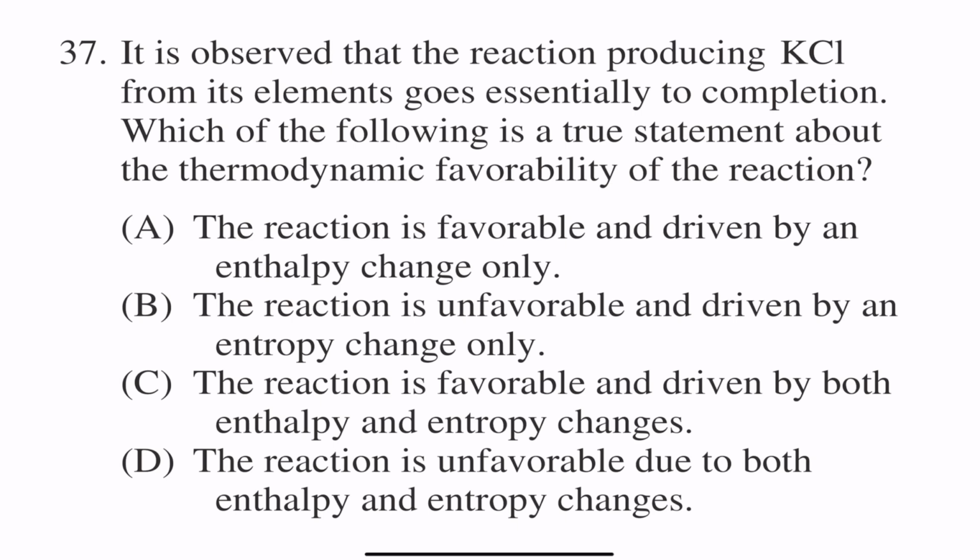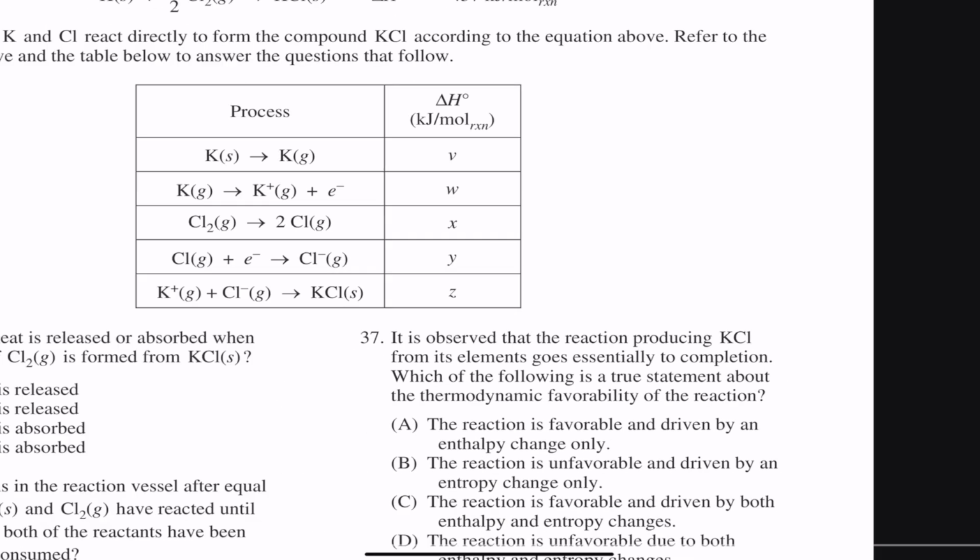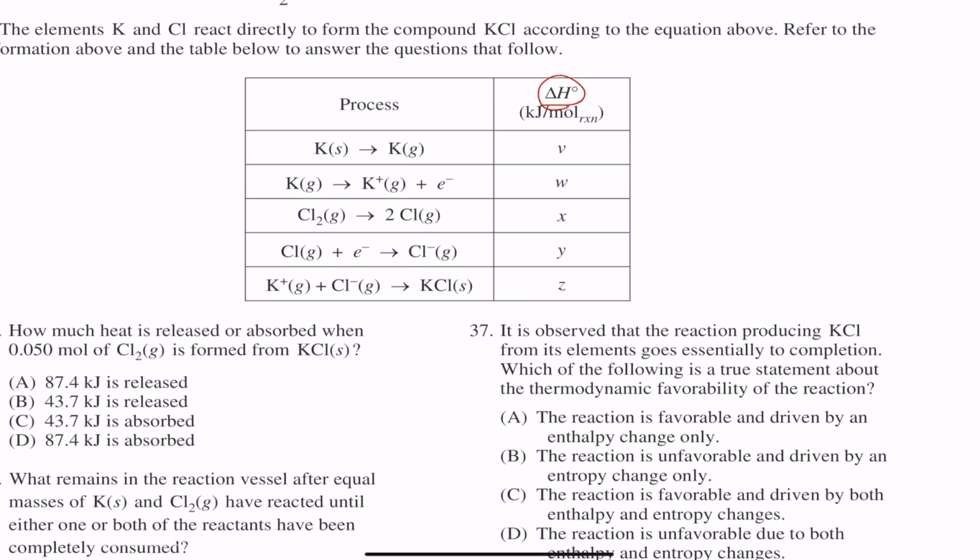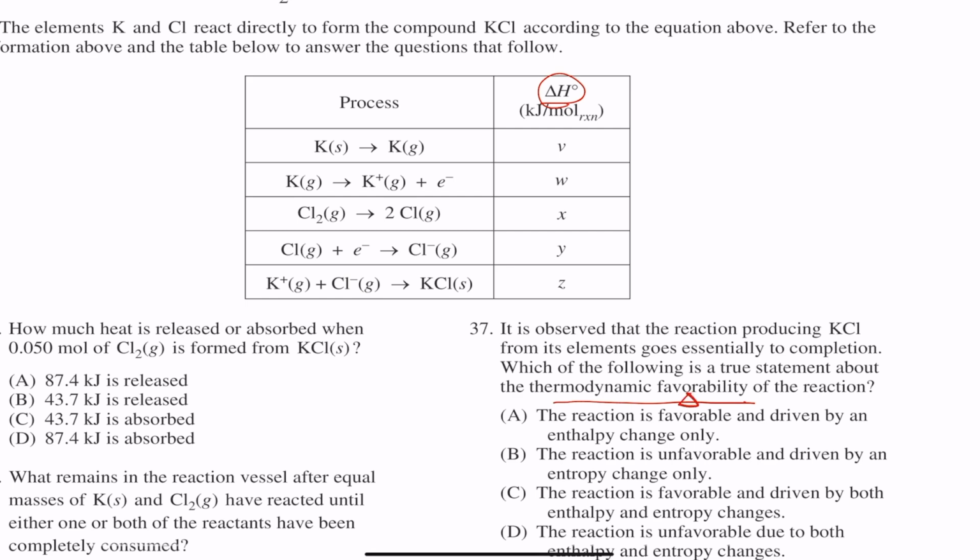37. It is observed that the reaction producing potassium chloride from its elements goes essentially to completion. Which of the following is a true statement about the thermodynamic favorability of the reaction? Okay, so this time we're talking about all these delta H and thermodynamic favorability. We're talking delta G, Gibbs free energy.